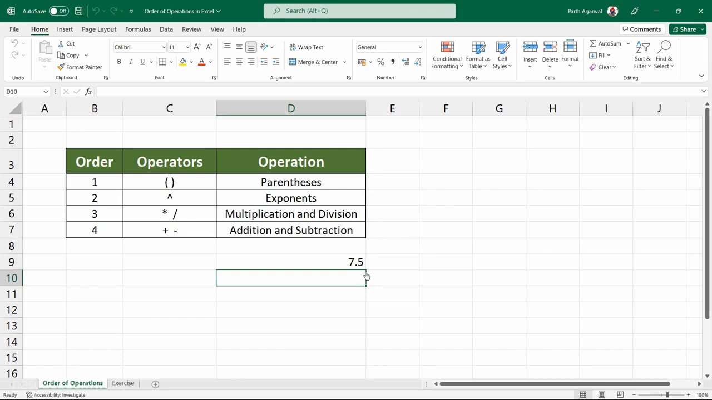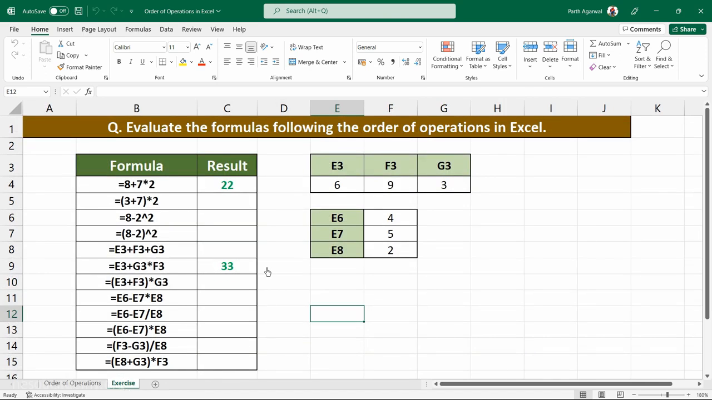And for your practice, I have prepared a spreadsheet for you, which is named exercise. Have a look at the bottom. When you get in here, you will find an exercise in which you have to evaluate the formulas following the order of operations in Excel. You have to evaluate all these formulas keeping in mind the order of operations. And for your better understanding, I have evaluated two of these formulas. Now, I will explain how I have calculated these two formulas.